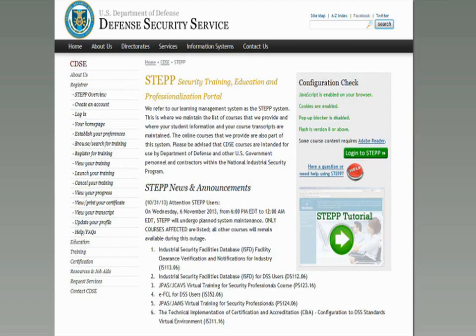Information security-related e-learning is accessed on the CDSE's learning management system called STEP. The STEP system not only provides multimedia-rich courseware, but retains and maintains learners' records and transcripts. STEP is available to use for DoD and other U.S. government personnel and contractors within the National Industrial Security Program.